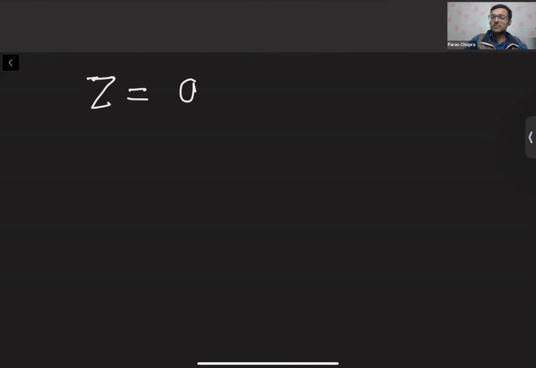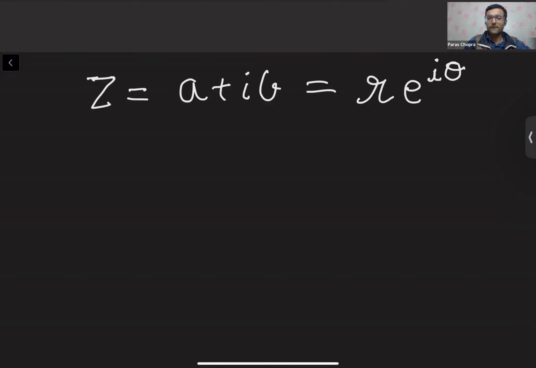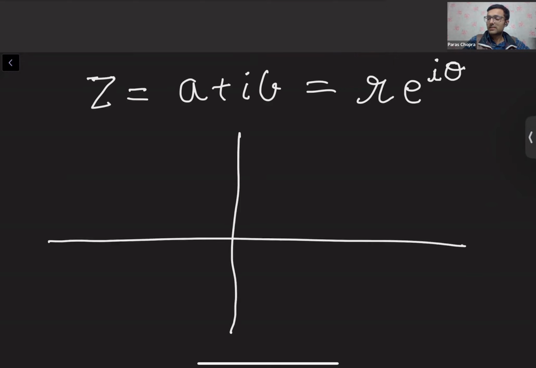Okay, now we can represent the complex number as a plus ib. We can also represent the complex number in terms of r and theta. So a complex number can also be represented by r times e to the power i theta. Okay. So if we draw the complex number on this Argand plane, a will be its x coordinate, b will be its y coordinate.